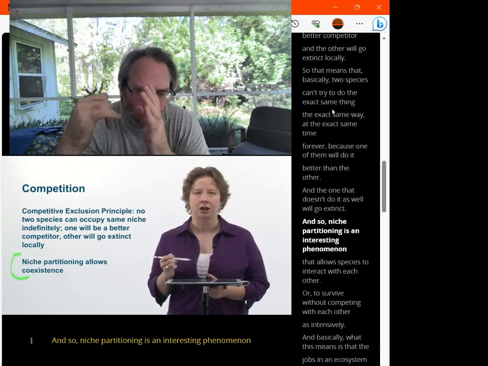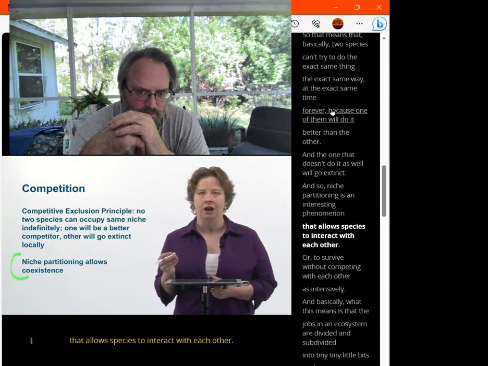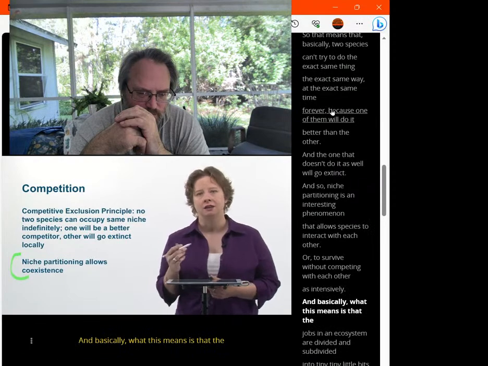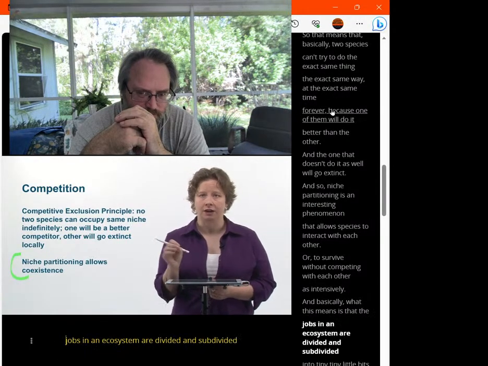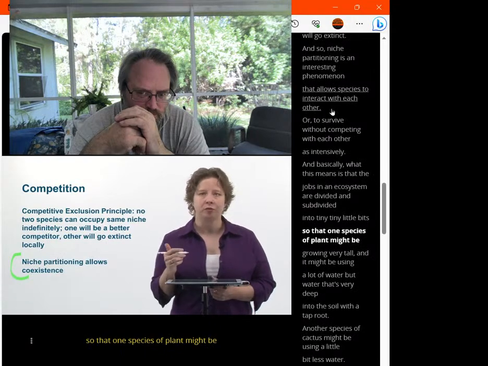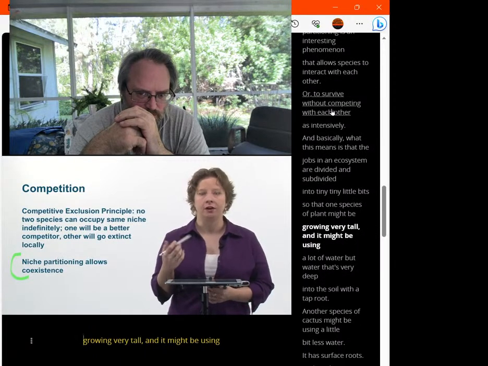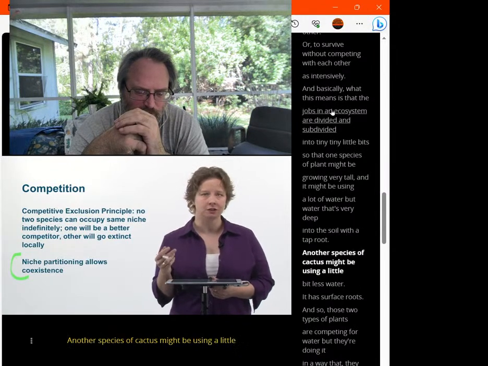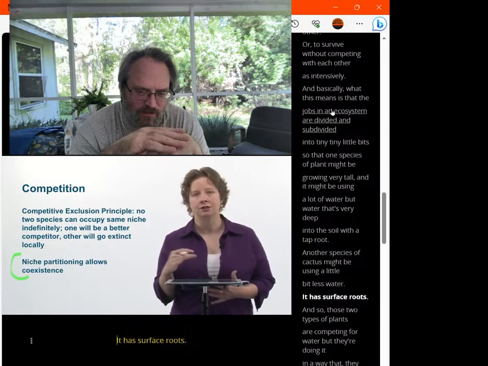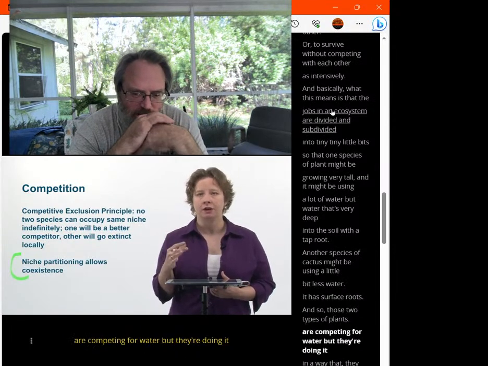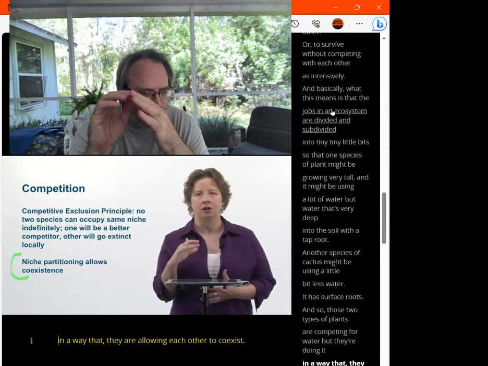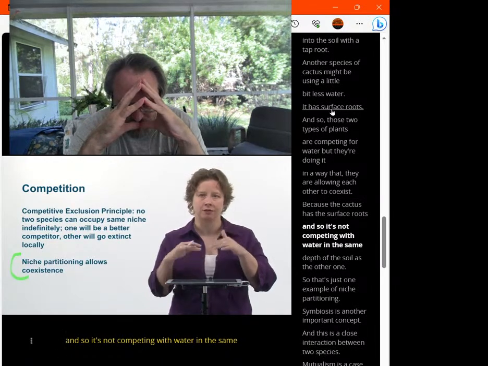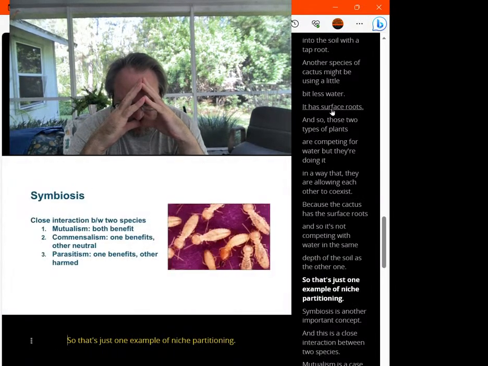And so niche partitioning is an interesting phenomenon that allows species to survive without competing with each other as intensively. And basically what this means is that the jobs in an ecosystem are divided and subdivided into tiny, tiny little bits so that one species of plant might be growing very tall and it might be using a lot of water, but water that's very deep into the soil with a taproot. Another species of cactus might be using a little bit less water. It has surface roots. And so those two types of plants are competing for water, but they're doing it in a way that allows each other to coexist because the cactus has the surface roots, and so it's not competing for water at the same depth of the soil as the other one. So that's just one example of niche partitioning.